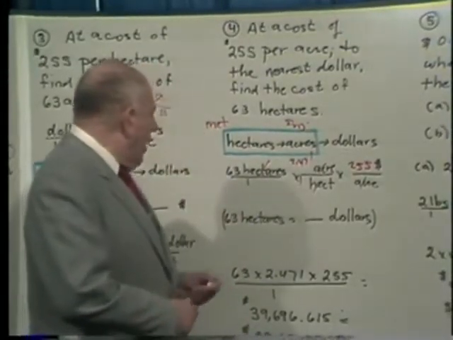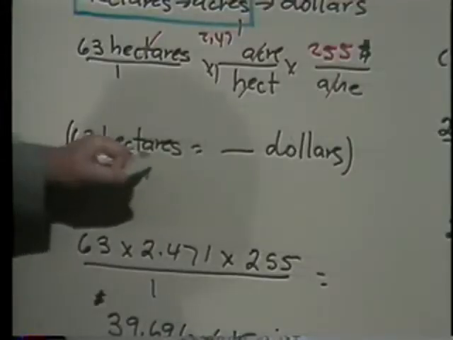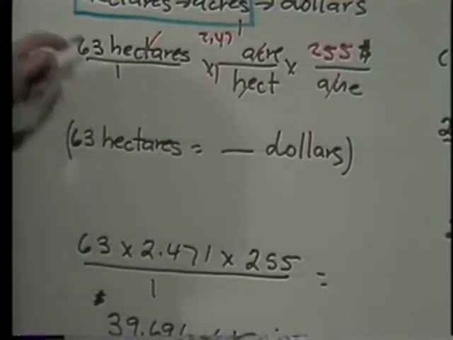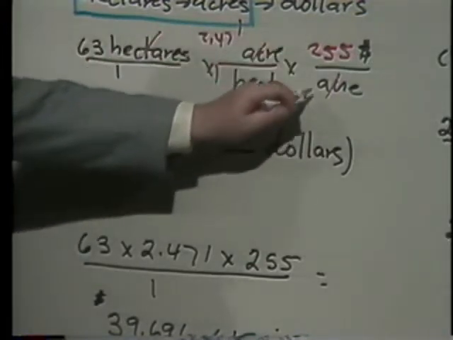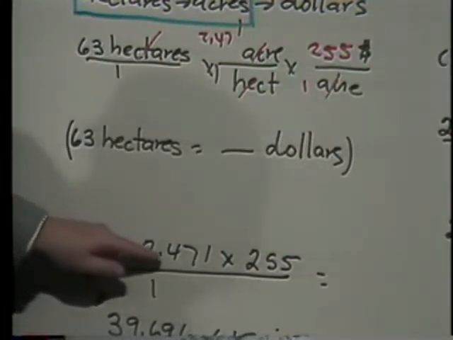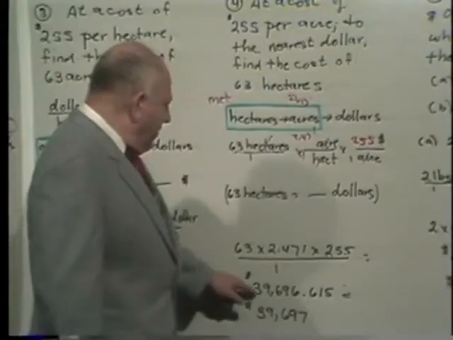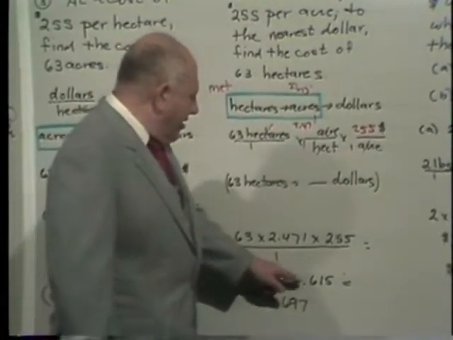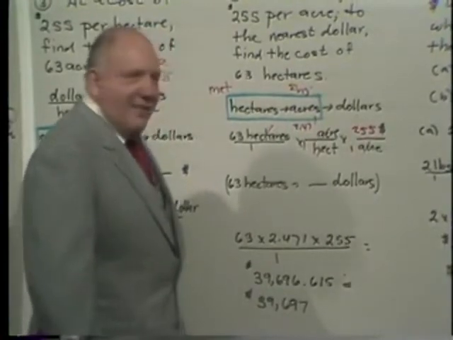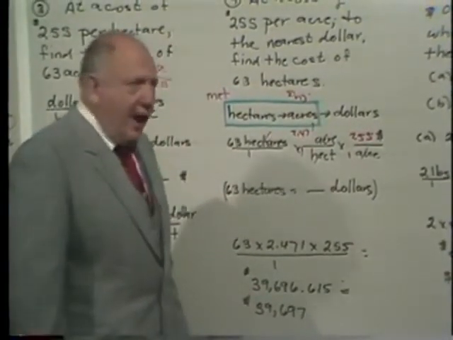So in other words, what I'm really doing over here is filling in the blank, saying 63 hectares equals blank dollars. Now I just multiply the numerators. This is a nice one. All the denominators are 1, so that makes it easy. I multiply the 63 times the 2.471 times the 255, and that gives me $39,696.615, which to the nearest dollar is $39,697.